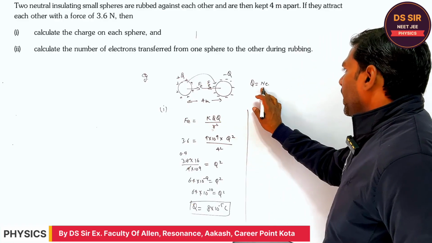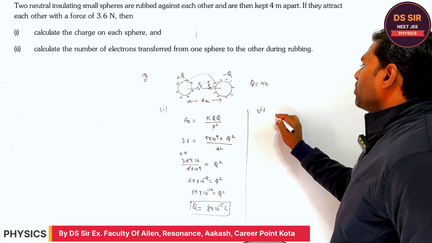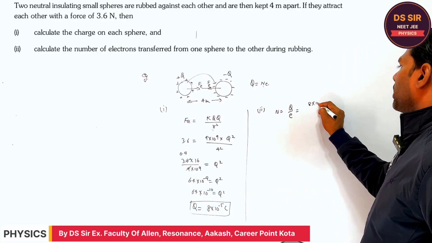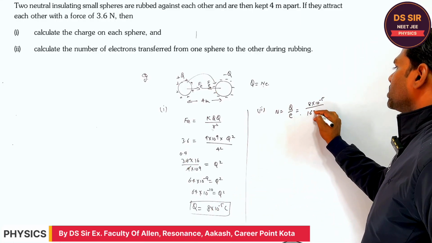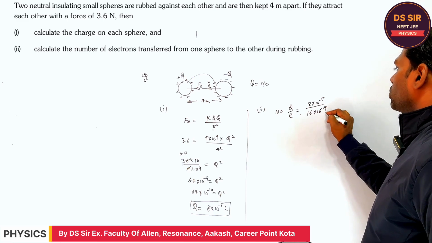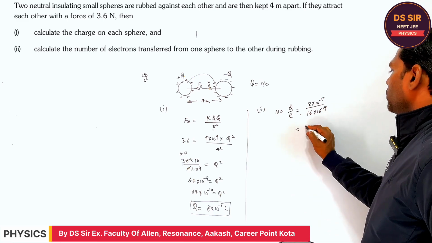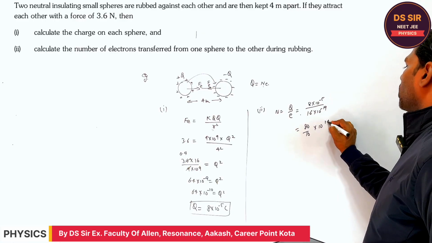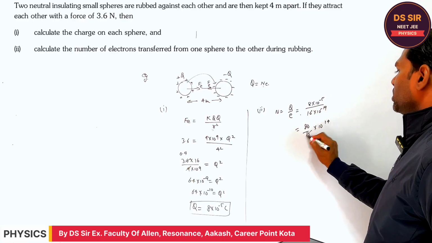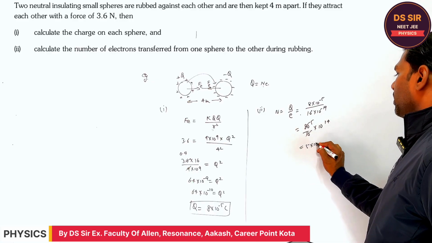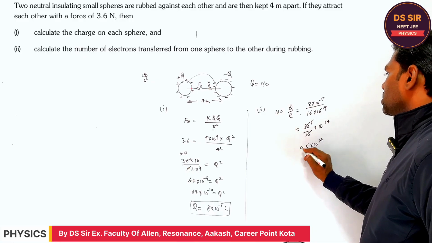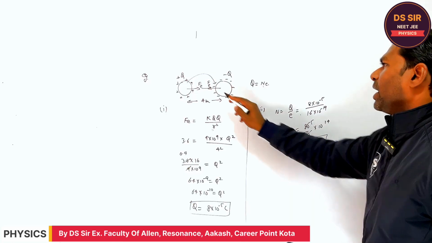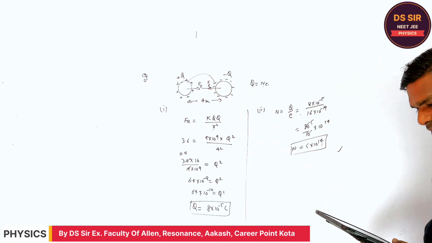Now we will find in the second part the number of electrons, given by q upon e. It is 8 into 10 to the power minus 5 divided by the electronic charge. Is it clear or not, you tell? Yes, sir. So if you simplify, this is 5 into 10 to the power 14. You will calculate this. These are the number of electrons transferred from one sphere to another sphere. Is it clear or not?